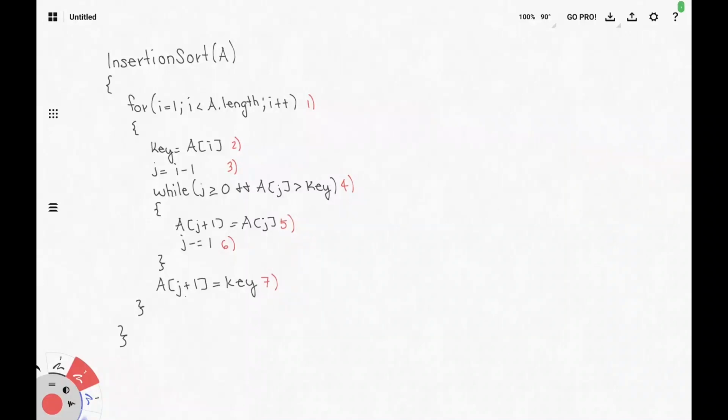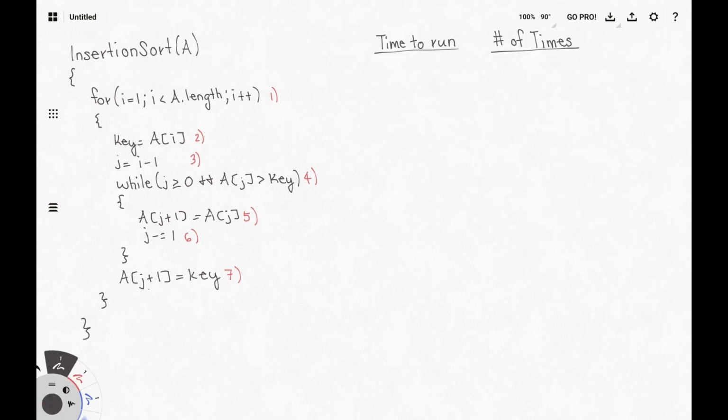Ladies and gentlemen, today we're going to break down the insertion sort algorithm that we wrote in the previous video. As you can see here, I've got the algorithm written out along with some line numbers. And we're going to take a look at each of these lines or statements, and we're going to determine two things: how much time it takes to run the statement and how many times the statement is going to run. I've written down two columns for us to analyze that for each statement.